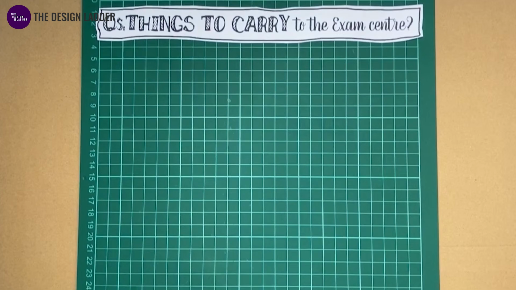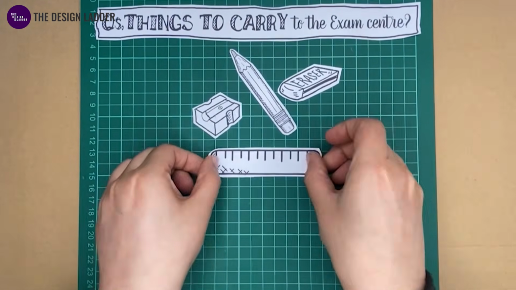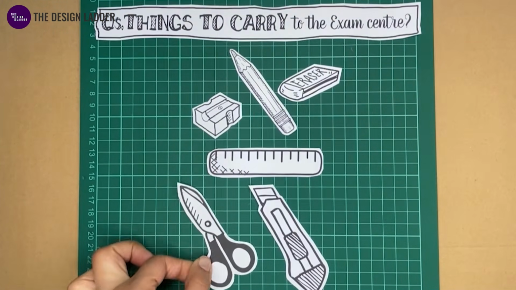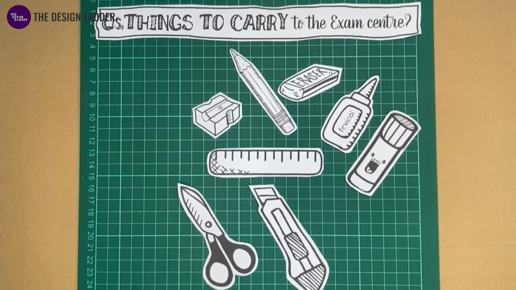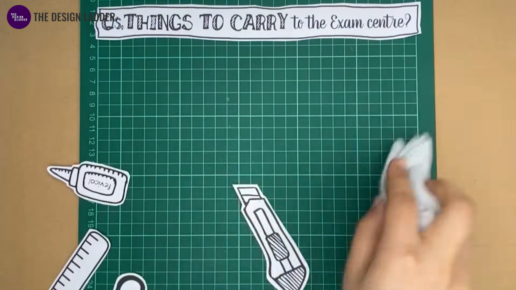So the basic geometry tools like a cutting mat, pencils, eraser, sharpener, a scale, a paper cutter, pair of scissors, Fevicol, Fevisticks, staplers, double-sided tapes, single-sided tapes, etc. And a handkerchief to keep your hands clean from the glue and all.